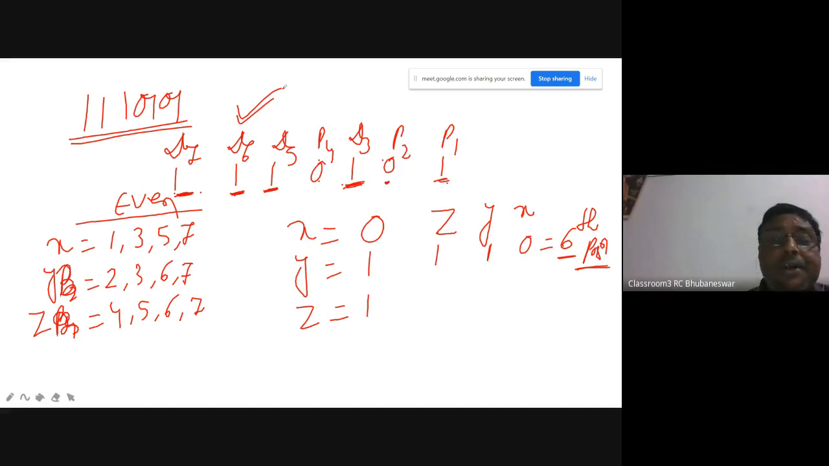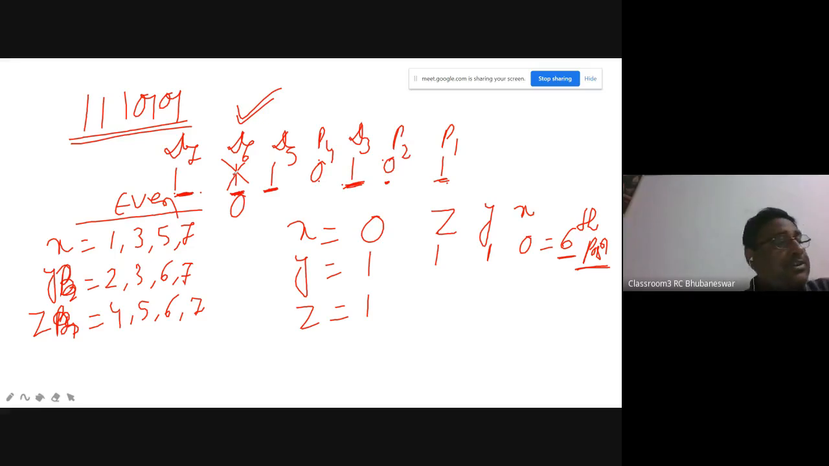So what is the correct data? You just change this bit. If it is 0, it should be changed to 1. If it is 1, change it to 0. Remember, through this method we can correct only one bit of data. If there is an error in a single bit, then it can be corrected.